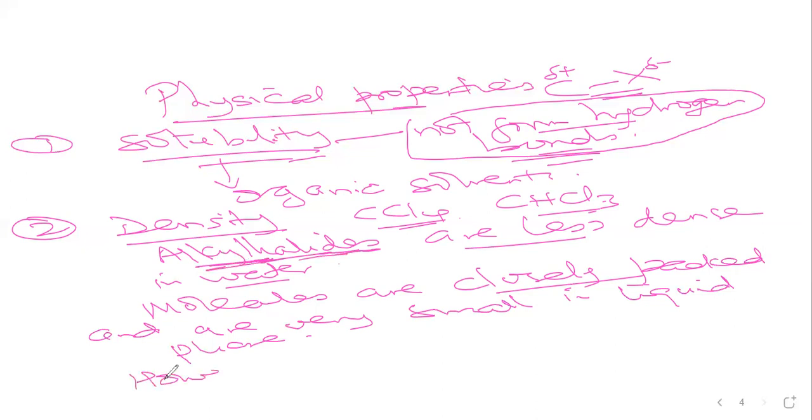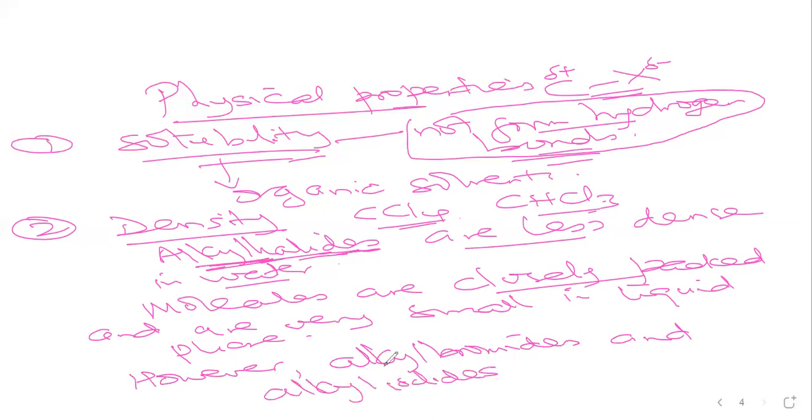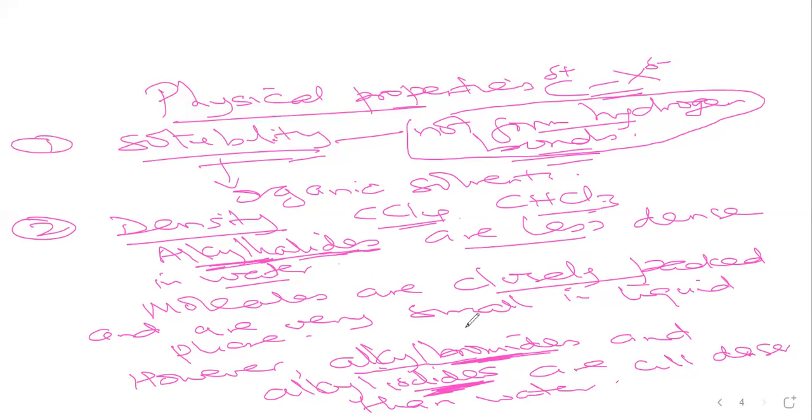However, there are unique ones. The unique ones are the alkyl bromides and alkyl iodides. Alkyl bromides and alkyl iodides are all denser than water. For example, bromoethane. If bromoethane is added to water, the water will float on the bromoethane. It is denser than water. This could probably be attributed to the high molecular mass and these molecules being very heavy. Bromides and iodides are very heavy compared to the corresponding same-chain chloroalkanes or fluoroalkanes.